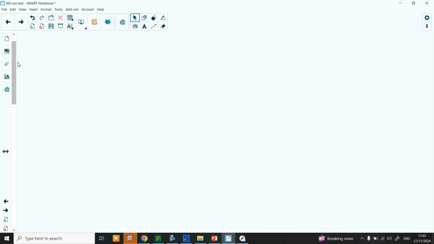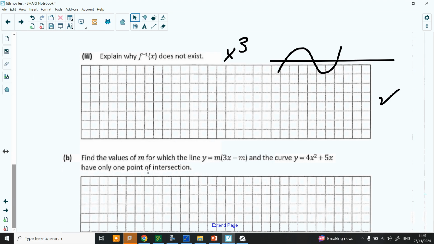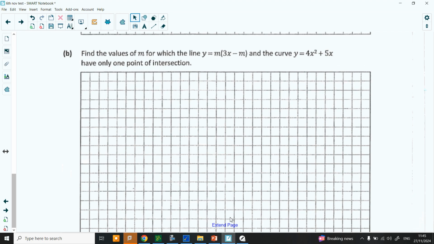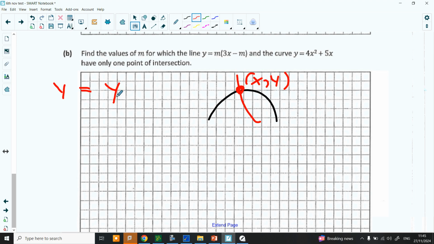Now, this one hurt me. Find the values of m for which the line y equals 3x minus m and the curve have one point of intersection. Lads, it means the two curves intersect at the same point. So if this is curve A and that's curve B, it means they have a point where they have the same x value and the same y value. The y values are identical.